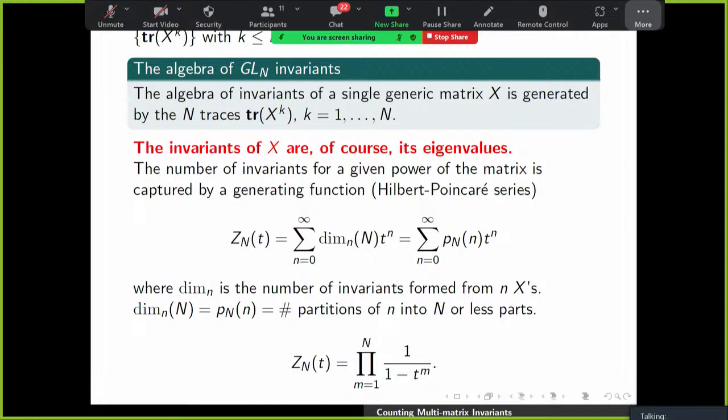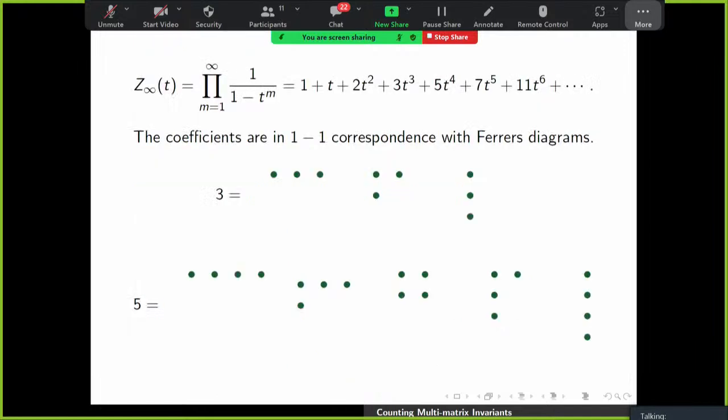And if I've just got one matrix, then it's relatively easy to see that I have n variables that I'm going to write down. I have the trace of x to the k, and I'm forming words in those, and the dem n must be given in terms of the number of partitions of the integer n into capital N or fewer pieces. And you can then write down that the sum of this is just Zn of t, and you've got a generating function for your expression, and I've written out what it is.